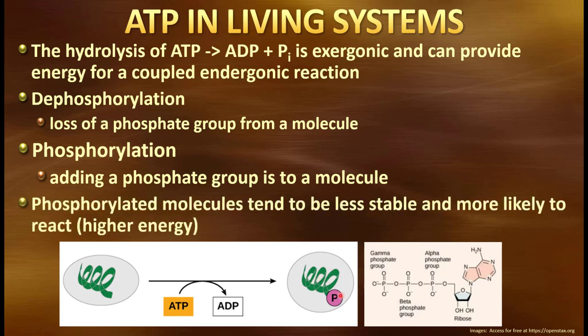Now, phosphorylated molecules tend to be less stable and they have a lot more energy. So whenever you're looking at these metabolic reactions, when you see a molecule gain a phosphate group, it has gone up in energy level. And when you see a molecule lose a phosphate group, it's gone down in energy level. This molecule here on the right has a much higher energy level than the molecule here on the left. Likewise, ADP has a much lower energy level than ATP did.